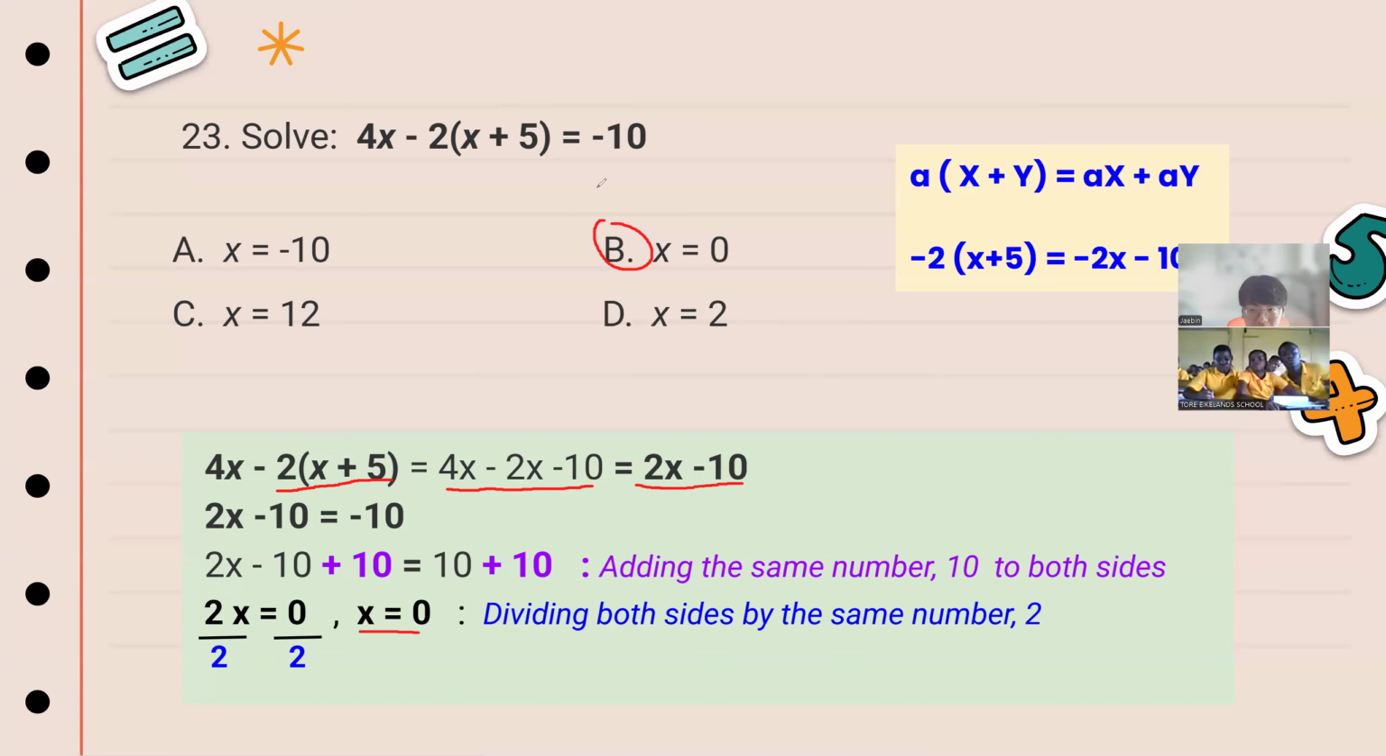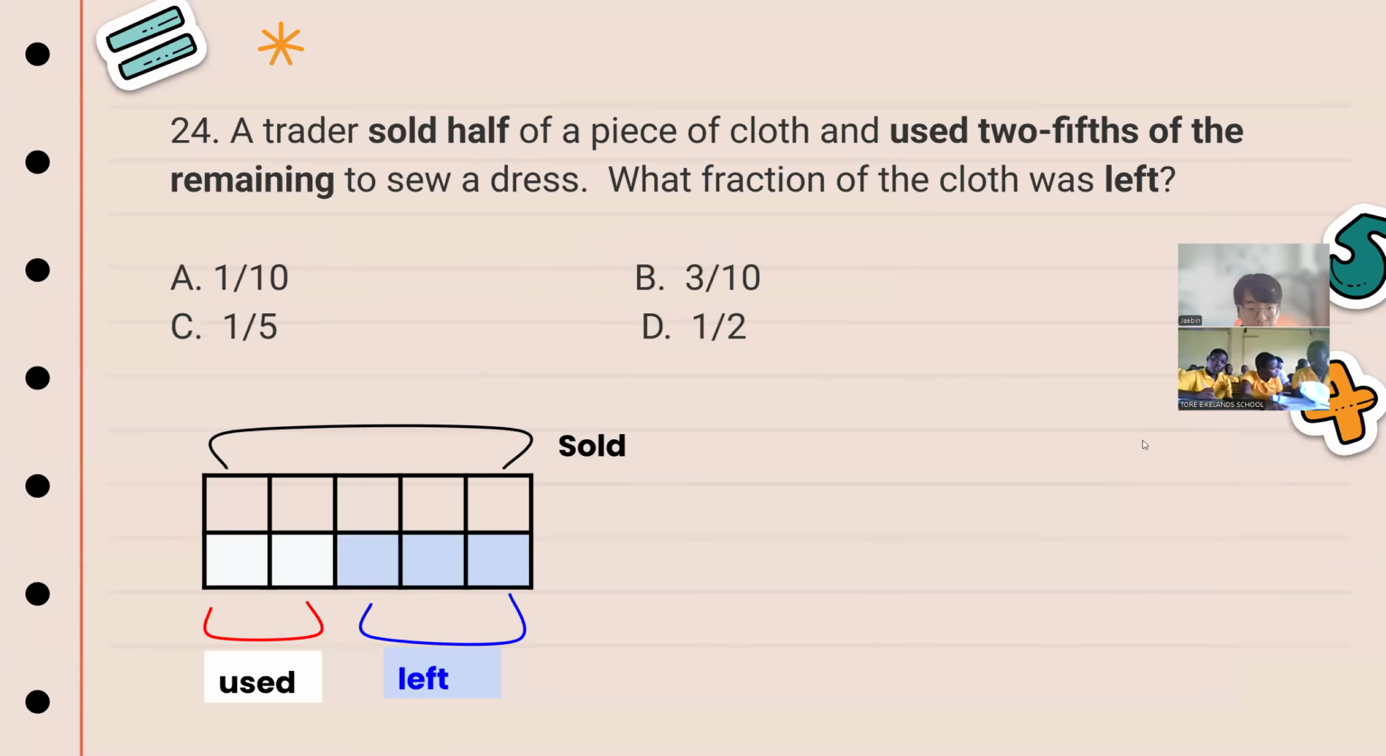Great job on this question. If it makes sense, we can move on. Let's look at question 24. A trader sold half of a piece of cloth and used 2/5 of the remaining cloth to sew the dress. What is the fraction of the cloth that was left out of the whole cloth?